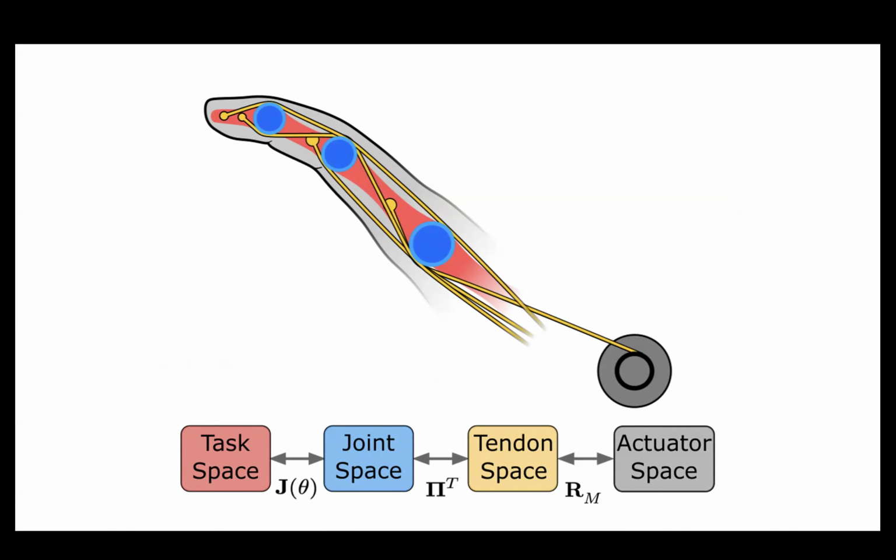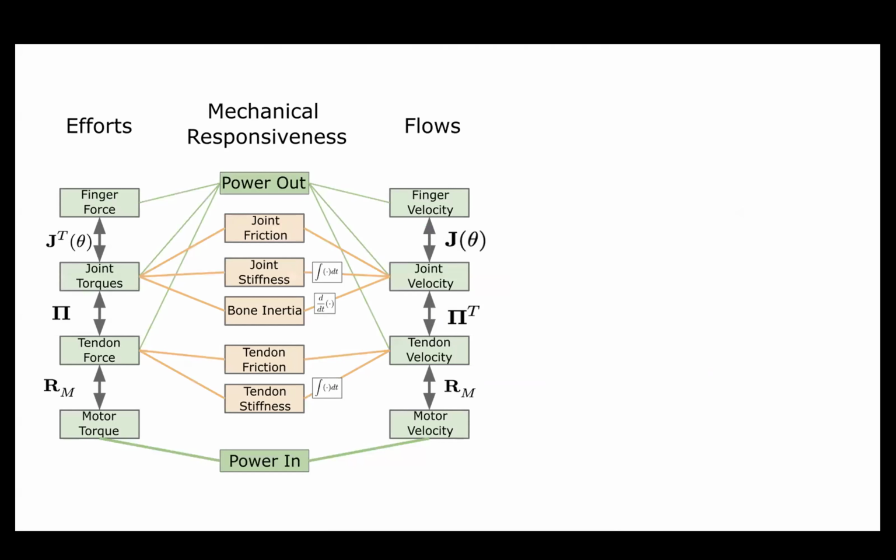This model doesn't account for the mass and friction and elasticity of the finger. So we expanded this model a little bit to include those mechanical effects of the finger. And we also reorganized this model using some of our principles of system theory. On the left side, we have our efforts of the finger, which are our forces and our torques. And then on the right side, we have flows, which are velocities and angular velocities of the finger. And in the middle, we have our mechanical responsiveness of the finger, which maps between our efforts and flows.